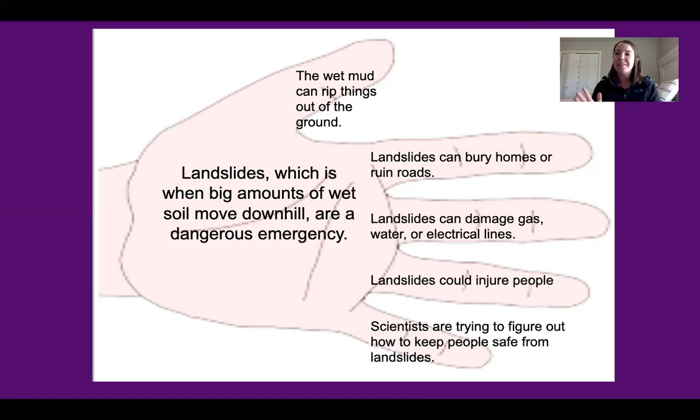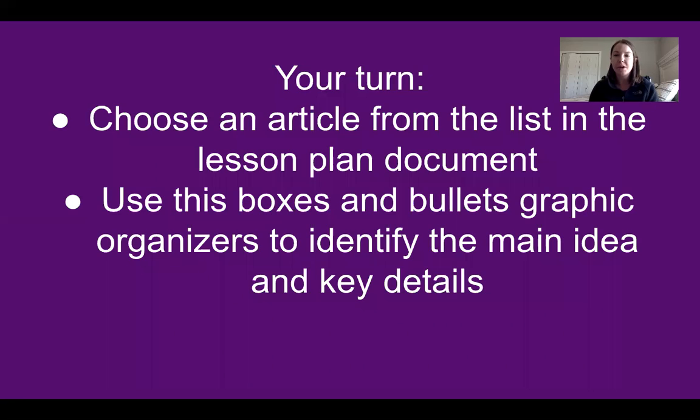So that's the work that you're going to be doing today. You're going to be choosing an informational article, finding what you feel the big overarching idea is in the text, and then at least 5 key details that lead you to believe that that is the main idea, that support the main idea. Okay? So again, you are going to choose an article from the list in the document.